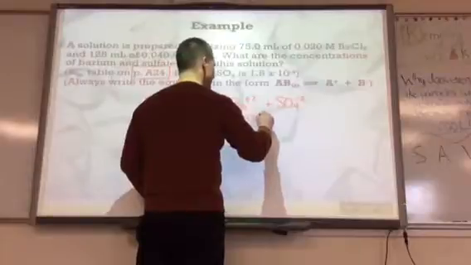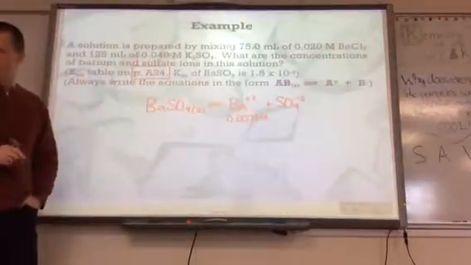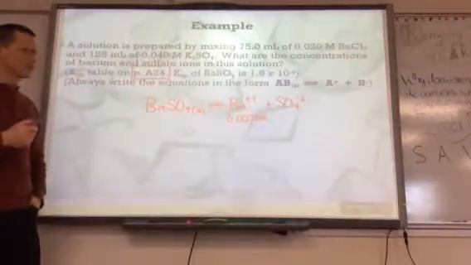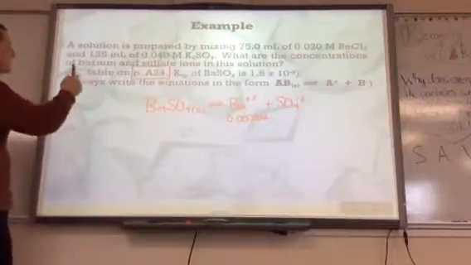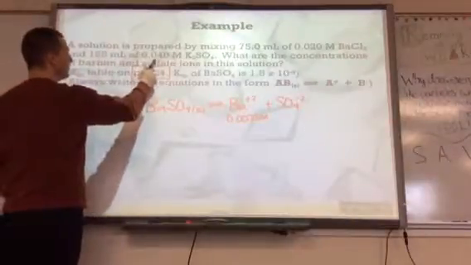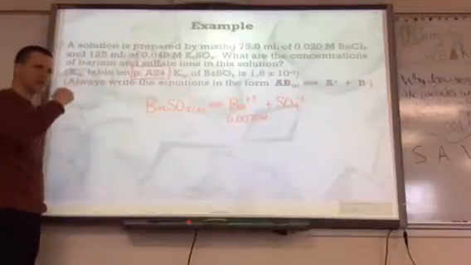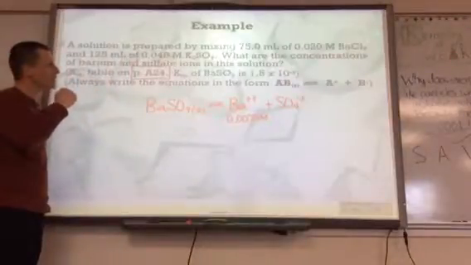0.0075. Very good, Siddharth. Thanks. What about the sulfate? Same thing with the sulfate. It gets diluted. 125 times 0.04 divided by 200 ml.